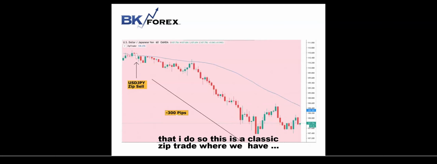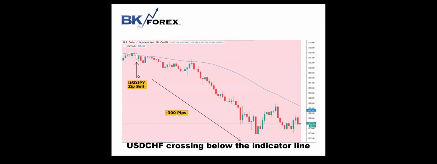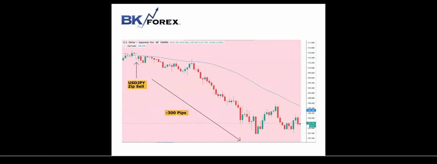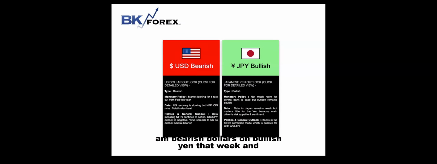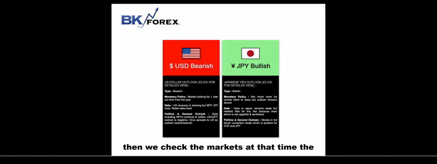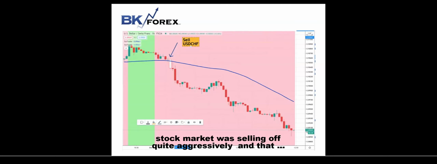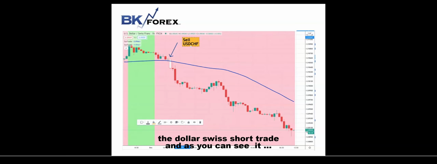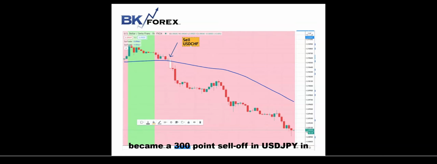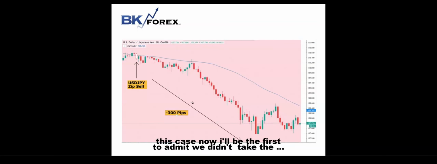So this is a classic zip trade where we have dollar yen crossing below the indicator line. At that point, we check our fundamentals. We see that I'm bearish dollars, I'm bullish yen that week, and I give an explanation about why that is the case. And then we check the markets. At that time, the stock market was selling off quite aggressively, and that gave us the 3 check marks for taking the dollar Swiss short trade. And as you can see, it became a 300-point sell-off in dollar yen in this case.